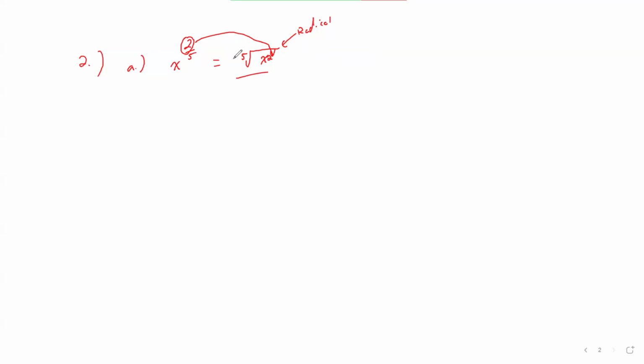X to the second power. Sorry, my arrow got in my way. That becomes 2. There you go.